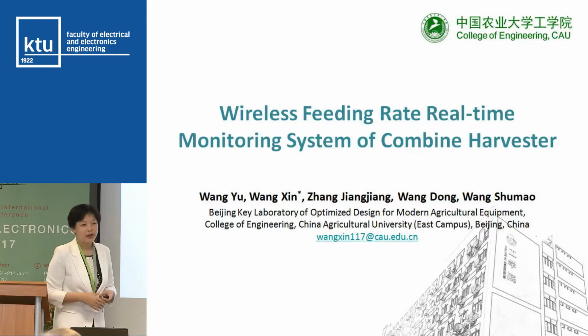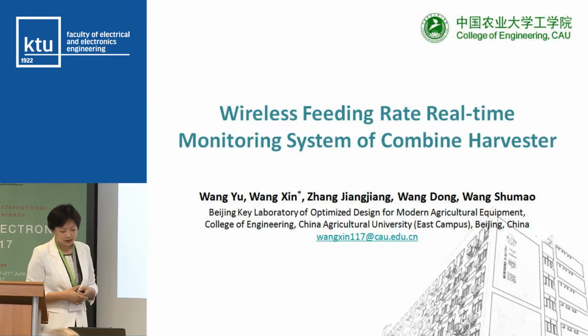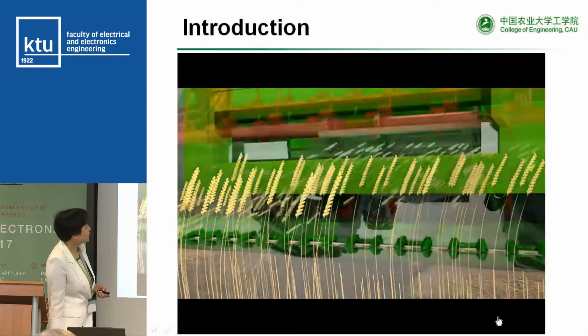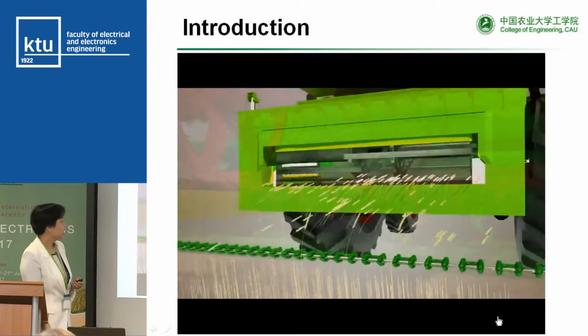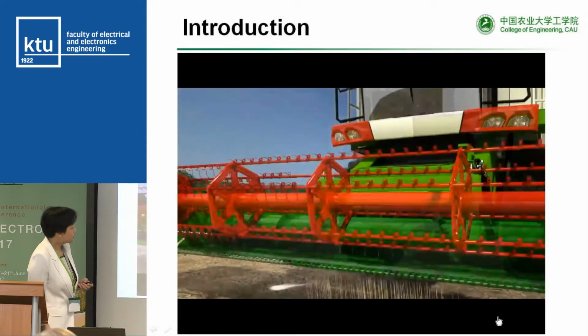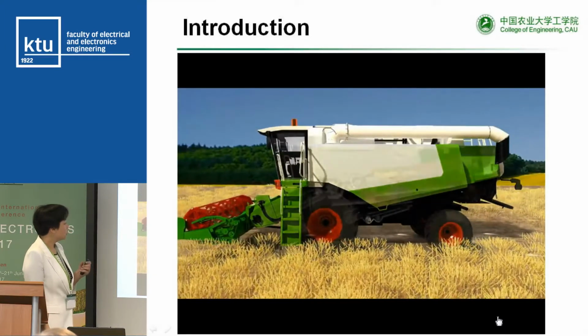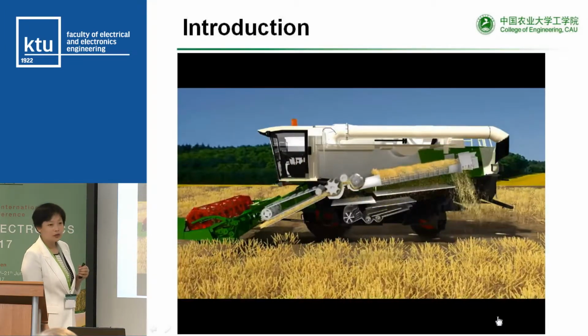The topic of my presentation is wireless feeding rate monitoring system of combined harvester. So firstly, let me give a brief introduction of the combined harvester. It is a multi-function machine which can be efficiently used to harvest grain crops.